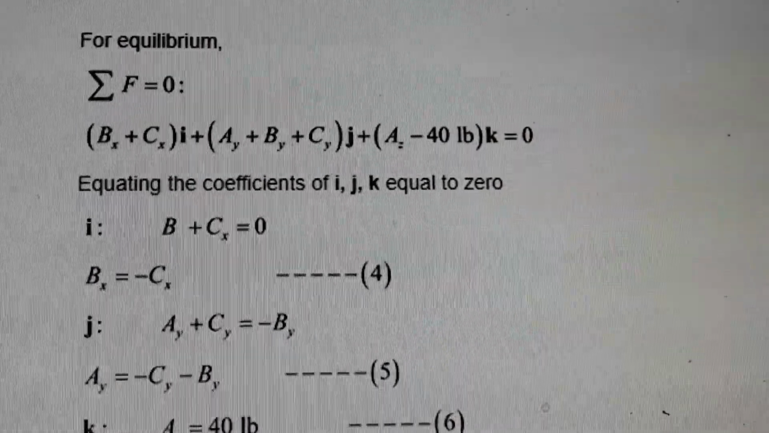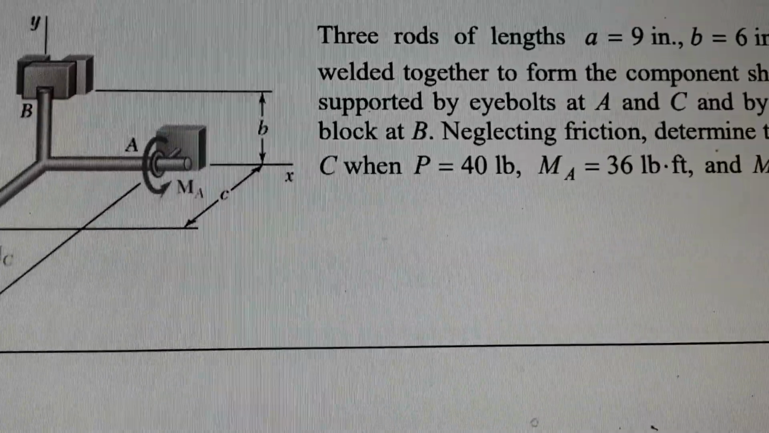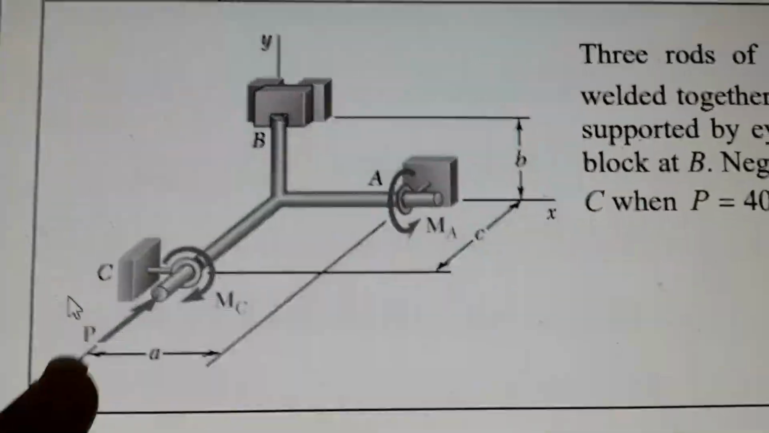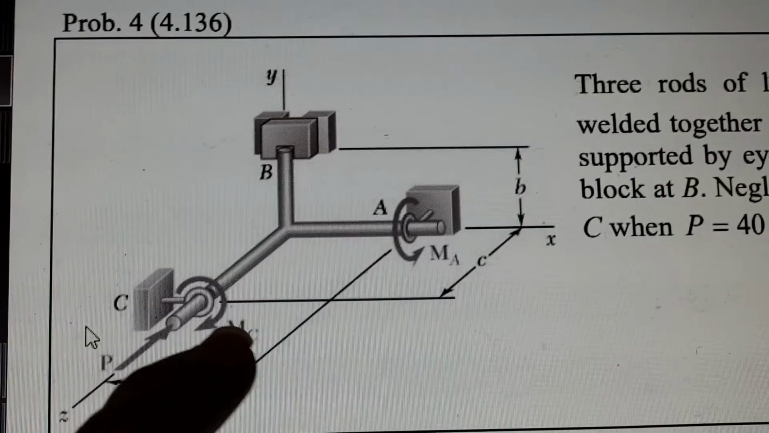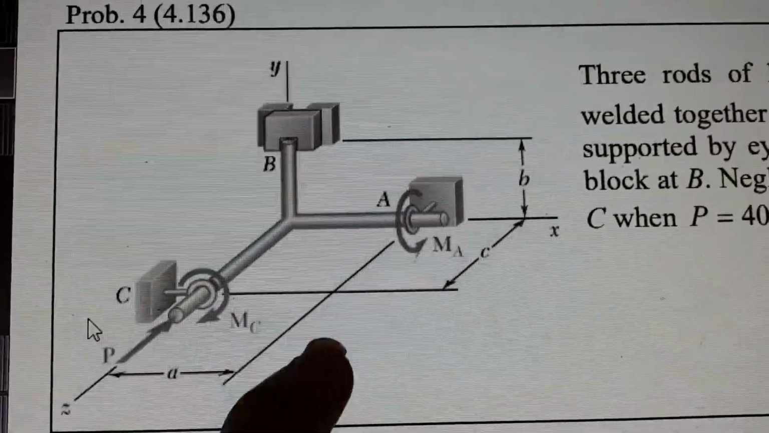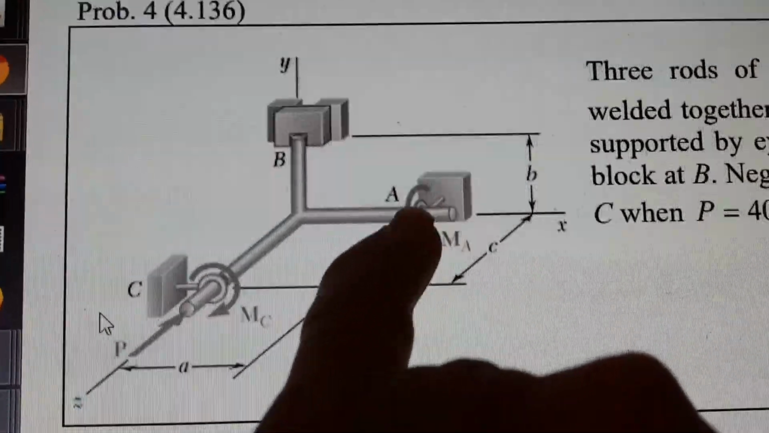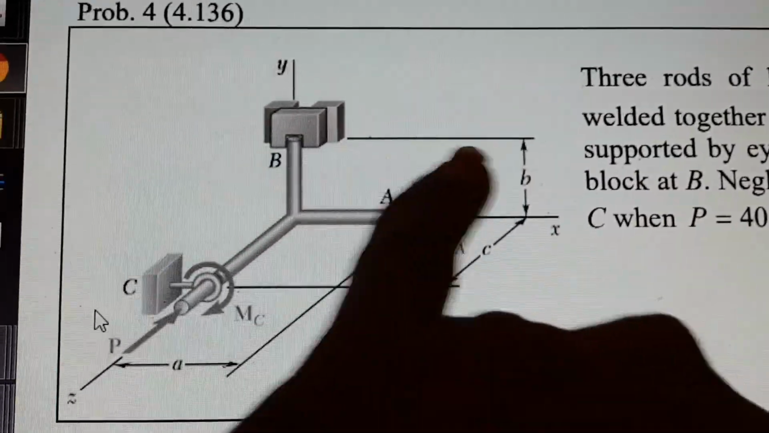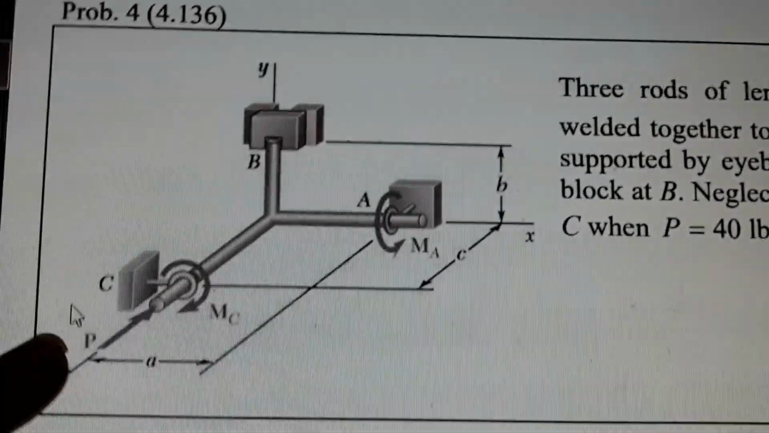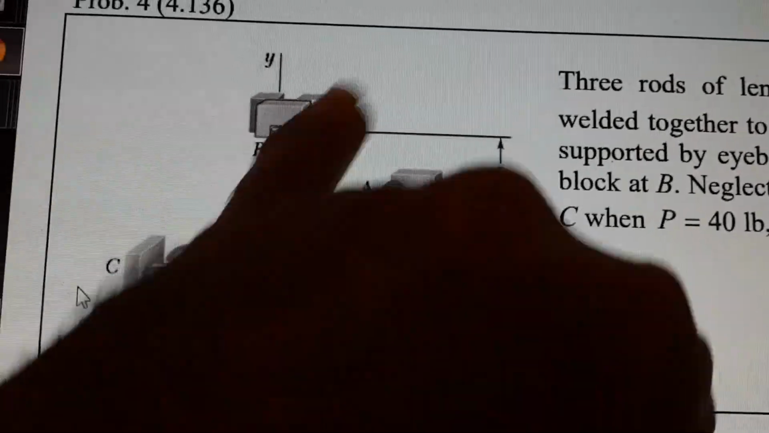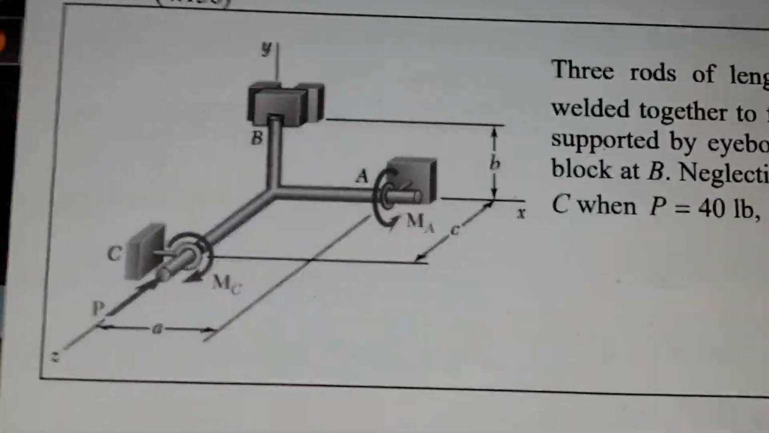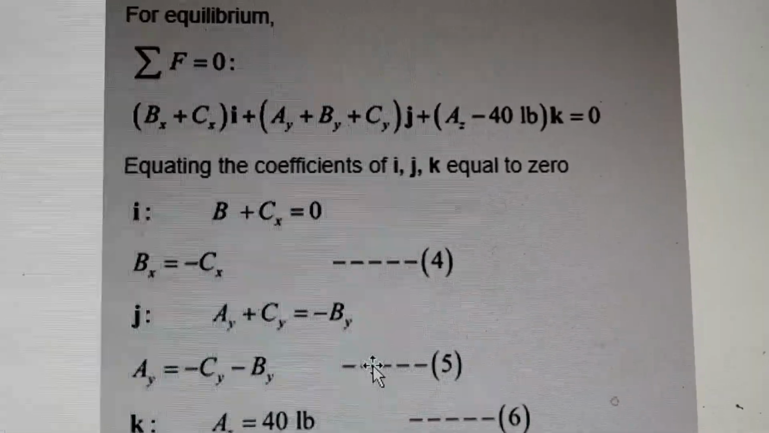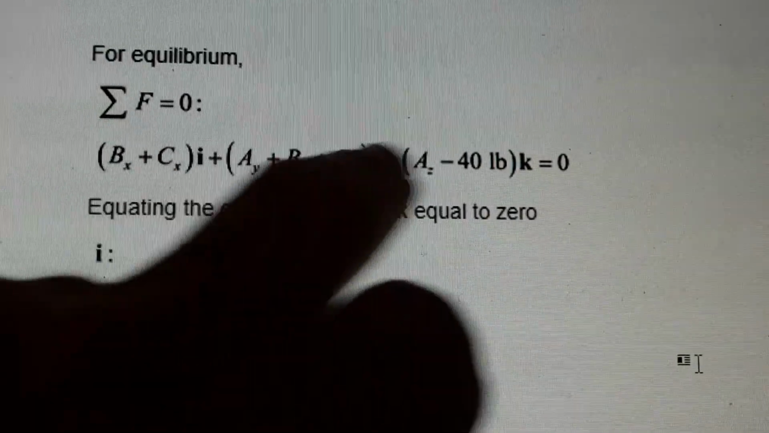Remember, there is a force in the minus k, minus 40. If you go back to the sketch, you will see it. See the force? It's going in the minus z, going in the minus z like this. Remember, we have this CX and CY. We have here AZ and AY, and we have here BX and BY. And we have this minus 40 going minus 40k. So we add them all together.